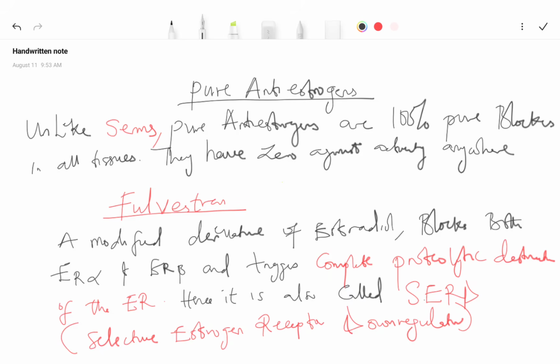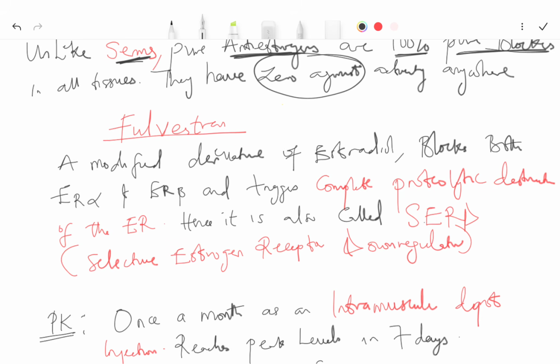In this class, we will talk about pure anti-estrogens. Unlike SERMs, which we discussed in the previous video and which sometimes act as agonists in certain tissues and as antagonists in other tissues, the ones we are discussing today are pure anti-estrogens, meaning they are completely antagonists. They 100% block the receptor and have zero agonist activity. The first one we will discuss is fulvestrant.